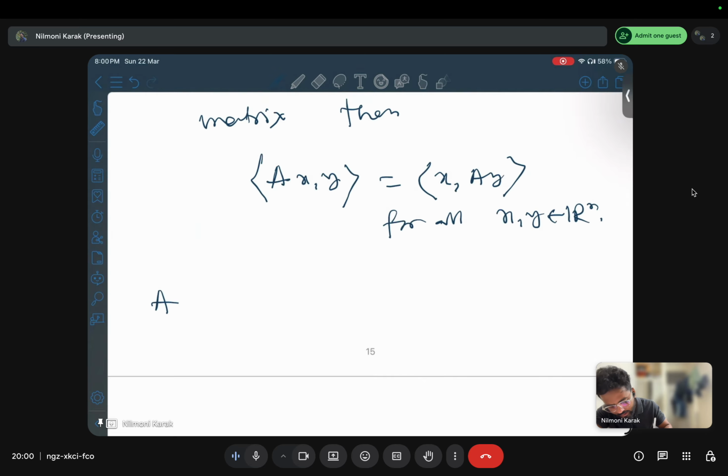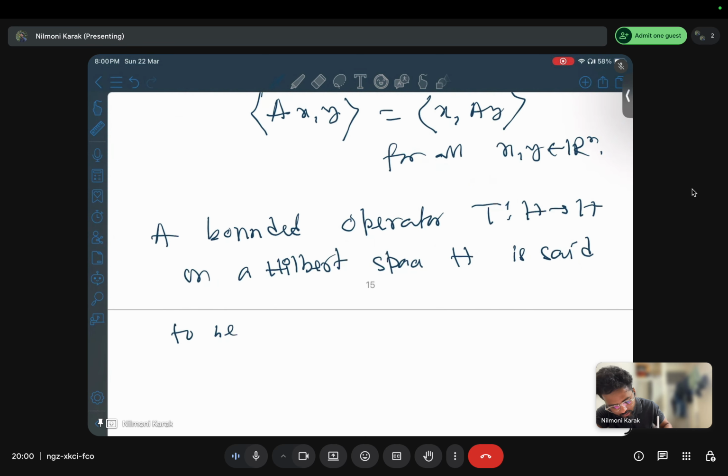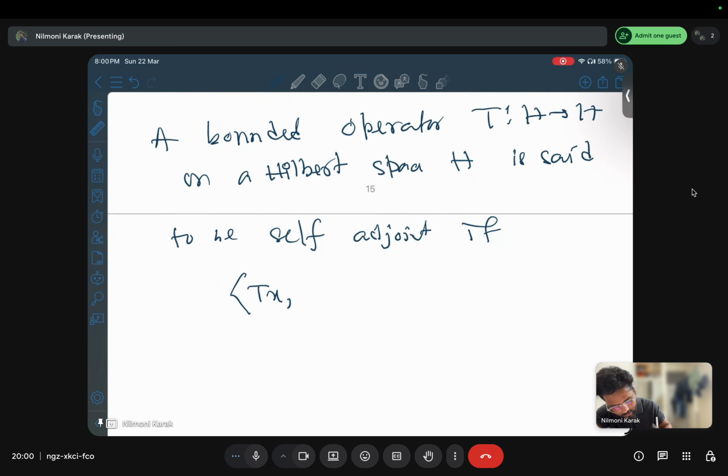Similarly, a bounded operator T from H to H on a Hilbert space H is said to be self-adjoint if (Tx, y) equals (x, Ty) for all x and y.